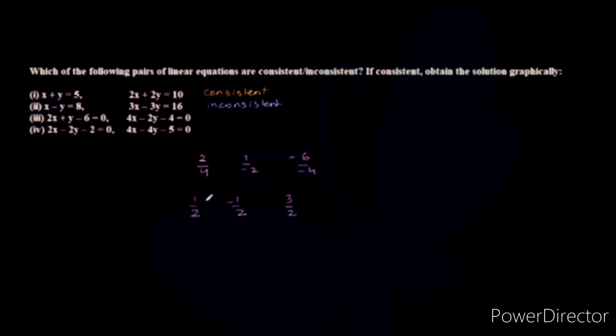Very clear from the first two ratios that a1 upon a2 is not equal to b1 upon b2, and that's sufficient to say that the two lines are intersecting and therefore the system is consistent.